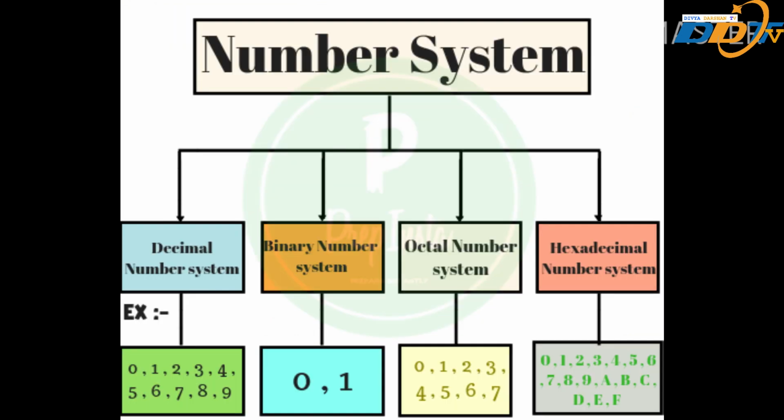Decimal number system contains 10 digits, that is 0, 1, 2, 3, 4, 5, 6, 7, 8 and 9. Same as binary number system contains 2 digits 0 and 1. Octal number system contains 8 digits 0 to 7, means 0, 1, 2, 3, 4, 5, 6 and 7. Hexadecimal number system contains 16 digits, that is 0, 1, 2, 3, 4, 5, 6, 7, 8, 9, A, B, C, D, E and F.